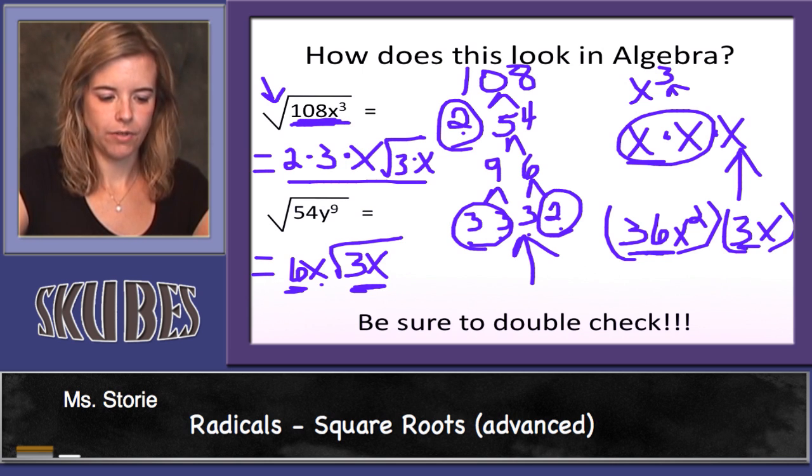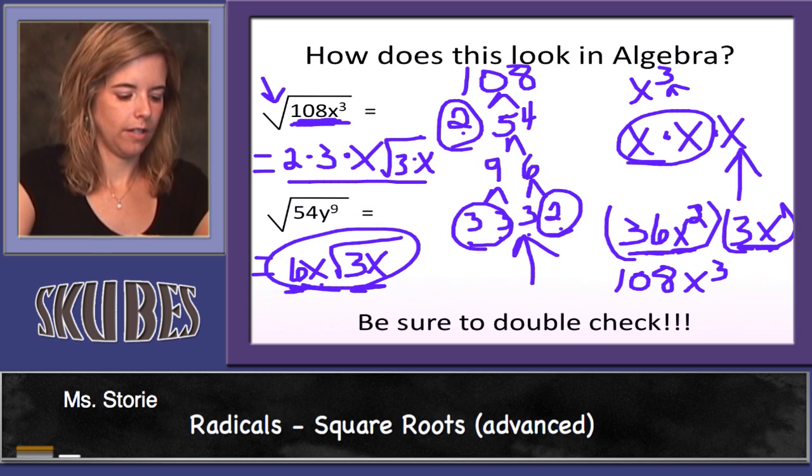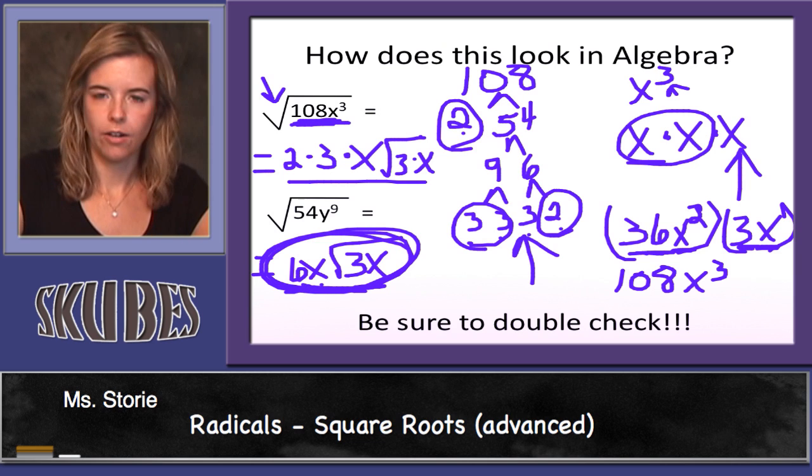So 36 times 3 is going to get you back to 108. And x squared times x, we don't multiply them. Remember, we add exponents, so that gives us 3, and it gets us right back to the original. So here is our final answer, and it is correct. 6x radical 3x.